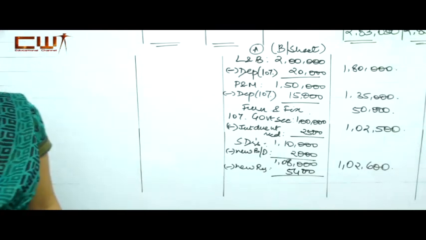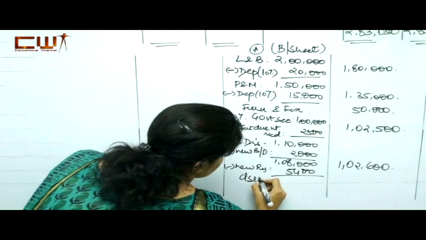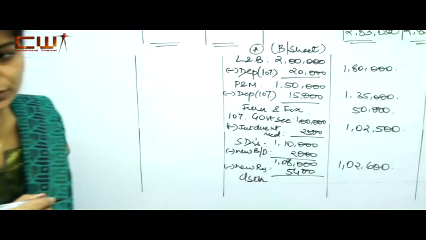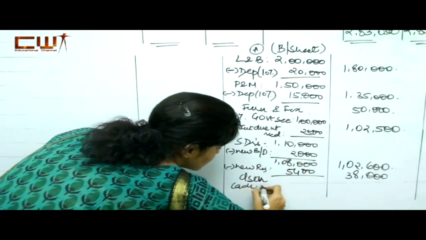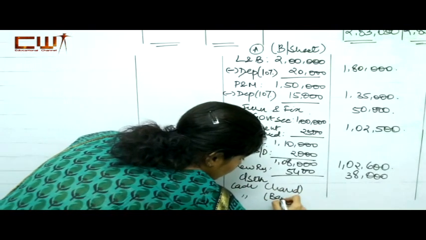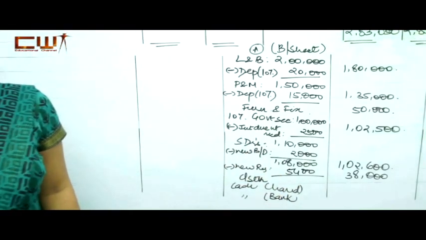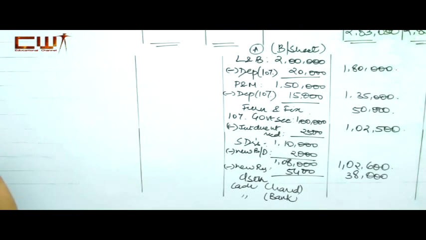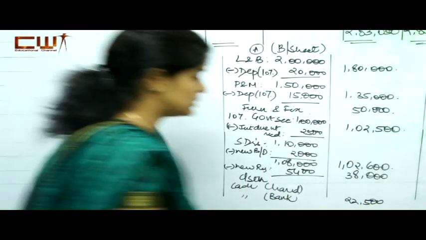Anything else given to you? You have closing stock, cash at bank and cash in hand. Closing stock is given to you. How much is the closing stock? 38,000. Then you have the cash in hand and you have the cash at bank. So cash in hand is how much? Cash in hand is 2,500 and bank is 22,500. So cash at bank is 22,500 and cash in hand is 2,500.